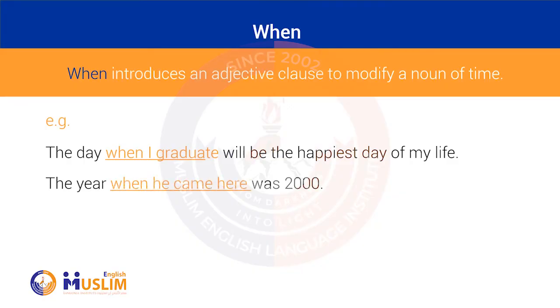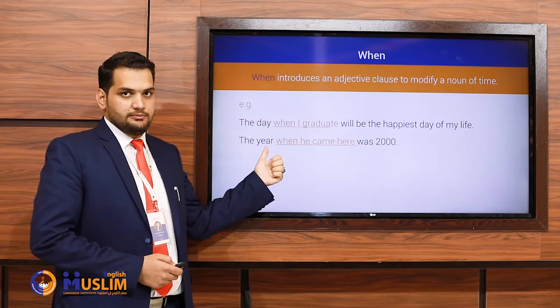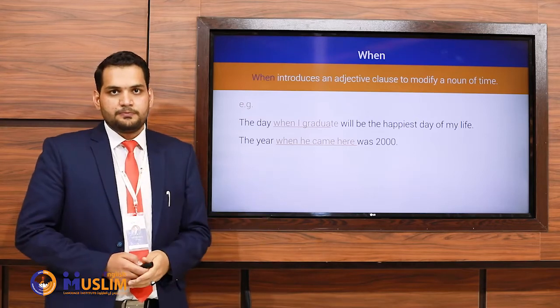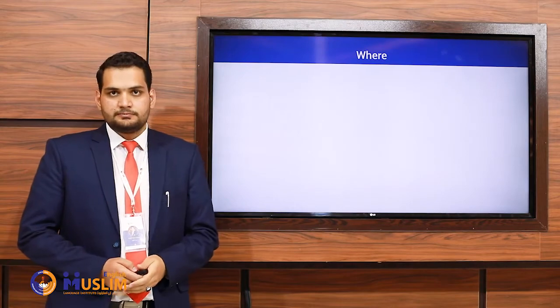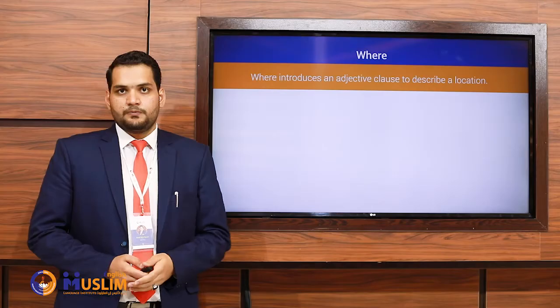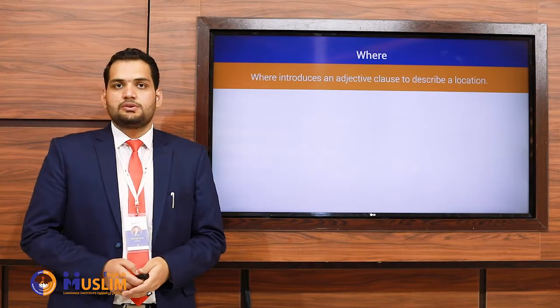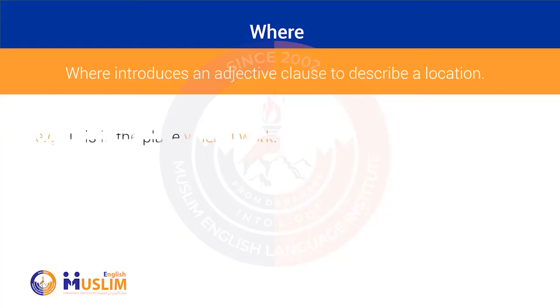The year when he came here was 2000. When is talking about the year, and the year is a noun of time. Number two, where. Where introduces an adjective clause to describe a location. In other words, where can be used to talk about those nouns that talk about place.